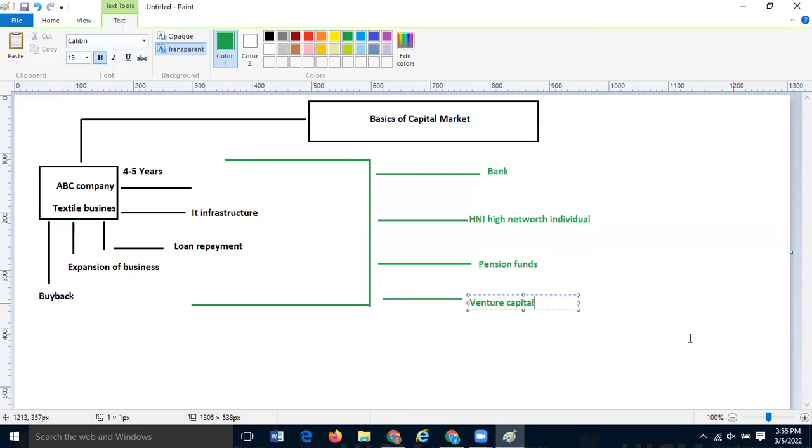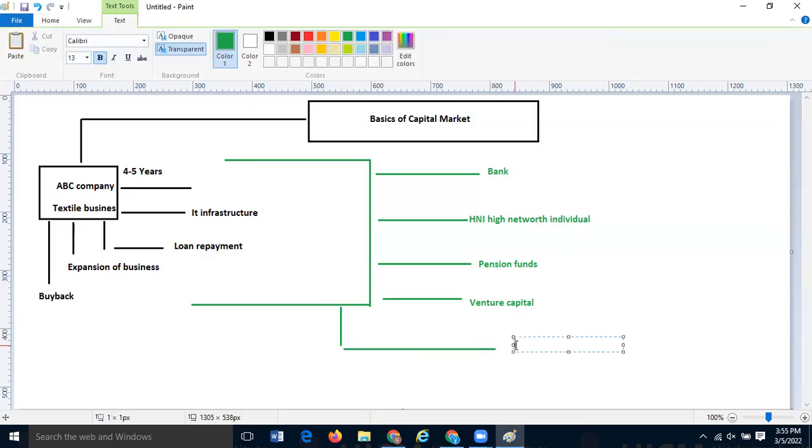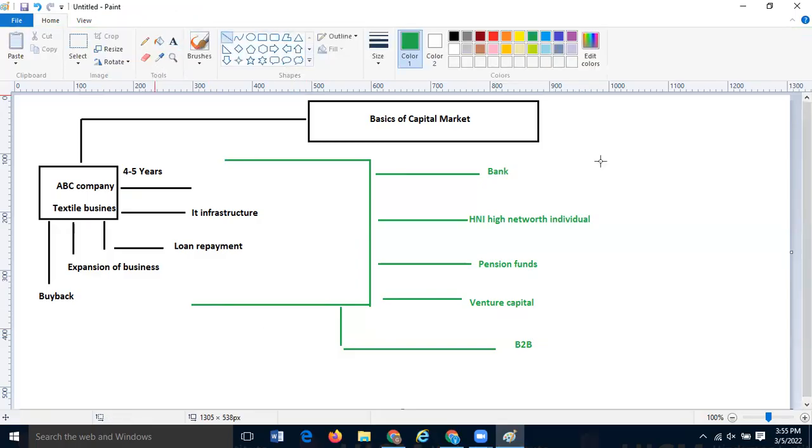Or they can take a loan from B2B, business to business, like a loan from one other company. Like I told you in the example of Zomato, when they needed money, they went to Naukri, a job searching portal. They took a stake, and told them, okay, you need money. Whichever option this ABC company goes for, they have to give two things actually.